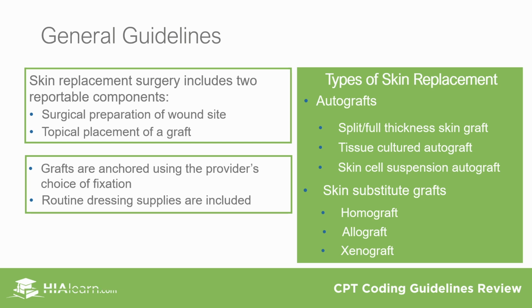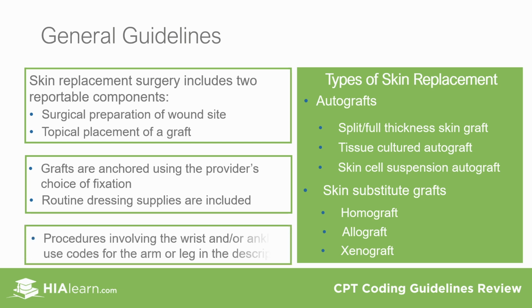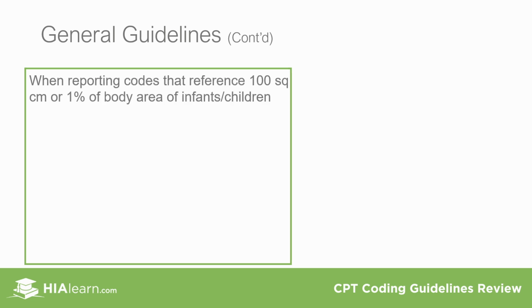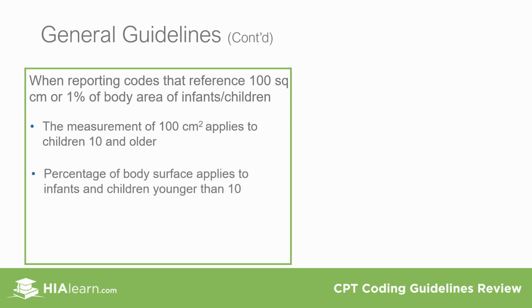For procedures involving the wrist and/or the ankle, use the codes with arms or leg in the code descriptor. When reporting codes that reference 100 square centimeters or 1% of body area of infants and children, the measurement of 100 square centimeters applies to children 10 and older, and the percentage of body surface area applies to infants and children younger than 10. These measurements apply to the size of the recipient area.